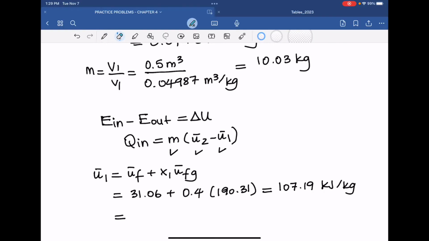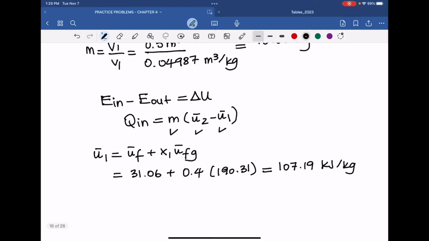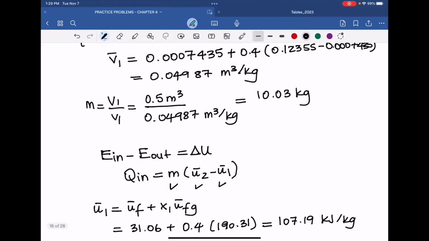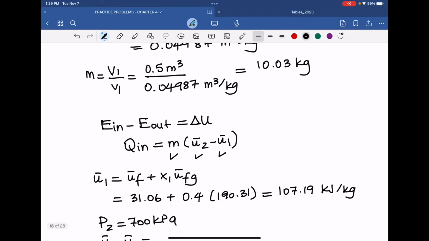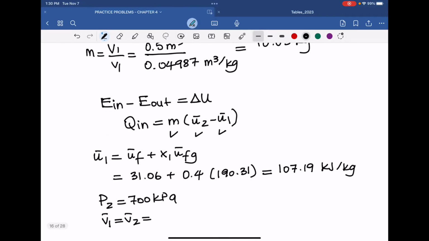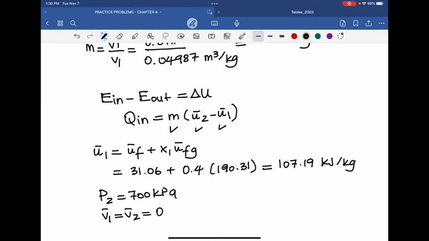Okay, that's the answer. And then the next thing is the second state. For the second state they give us the pressure, and we are not given anything else, but from knowing that we have a rigid tank, specific volumes have to be the same, and therefore specific volume was this, right? 0.0497887.